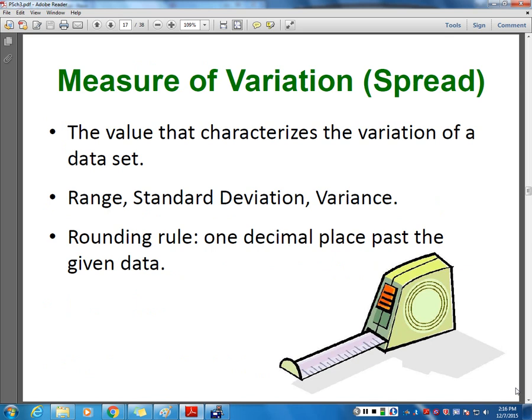In another video, we're going to talk about the measures of variation or the measures of spread. That's measures of center.